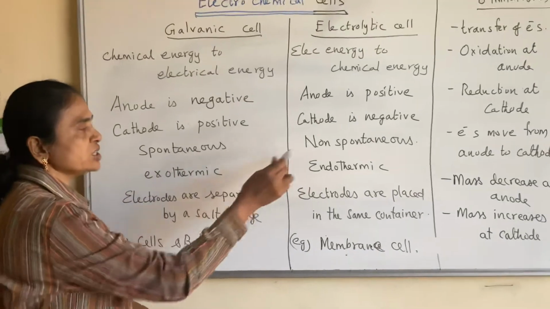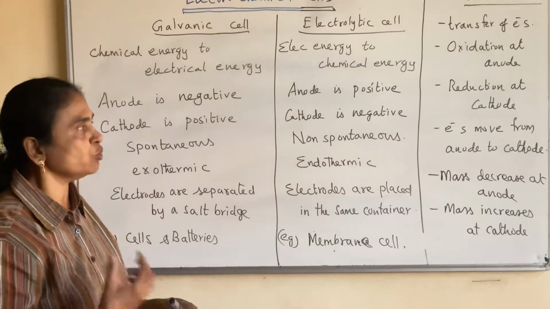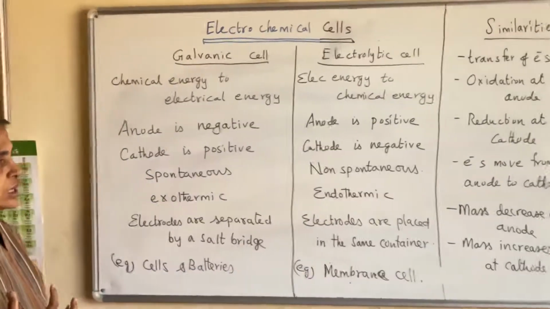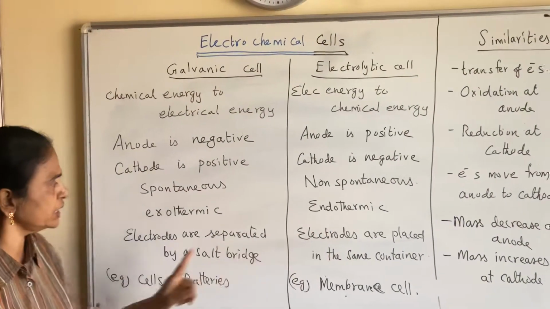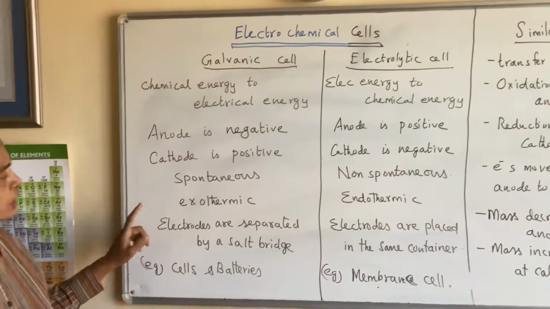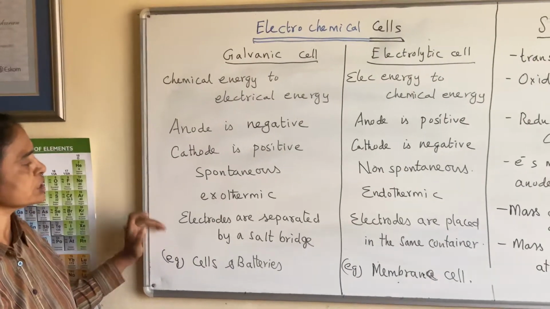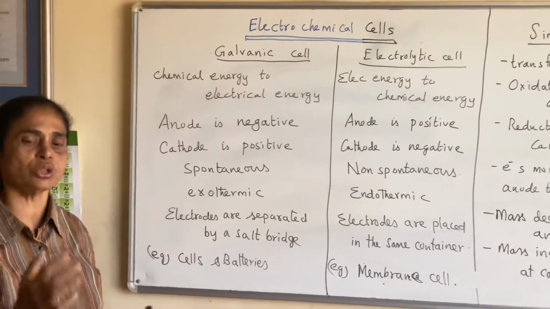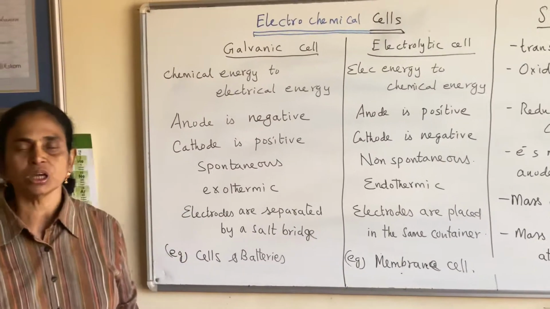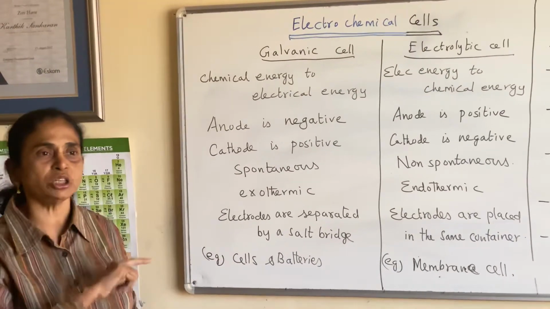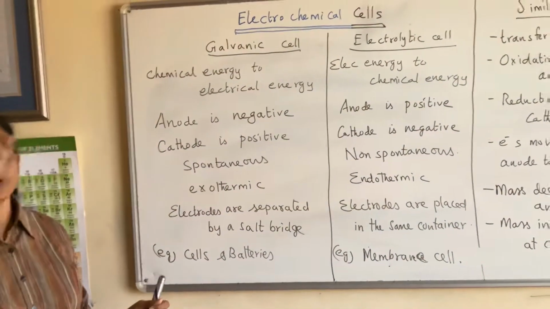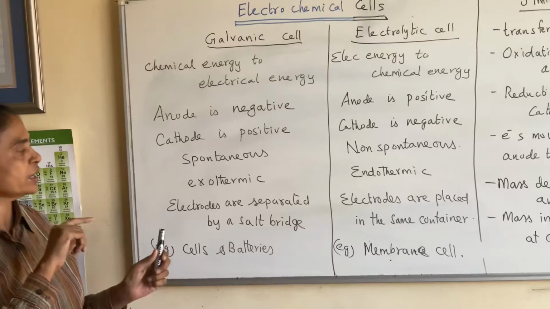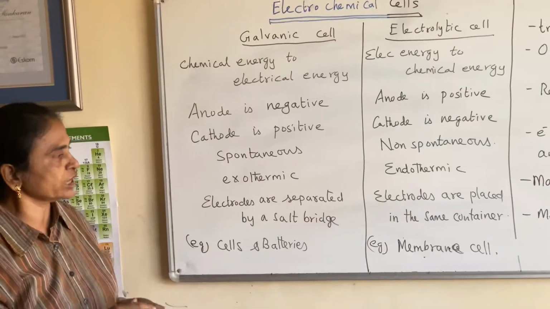Here these reactions do not take place automatically. What you need is some kind of additional energy. So the reaction is endothermic here and the reaction is exothermic there. In the galvanic cell, the electrodes are separated by a salt bridge. Cathode is separate, anode is separate. The salt bridge allows the ions to go from one to another, and there is a wire outside which allows the electrons to go from anode to cathode.